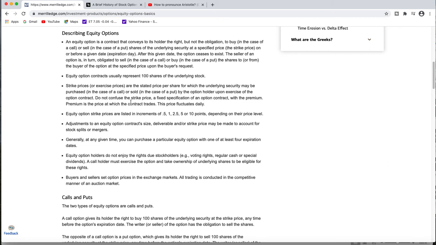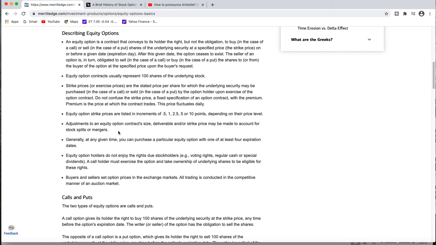Do not confuse the strike price of an option contract with the premium. Premium is the price at which the contract trades. We're going to go through the premiums here in a little bit. Equity option trade prices are listed in increments like 50 cents, $1, $2, $5, or 10 points, depending on their price levels.